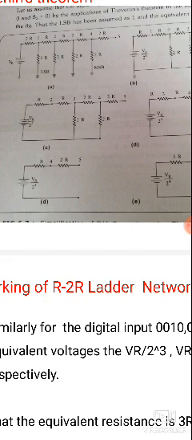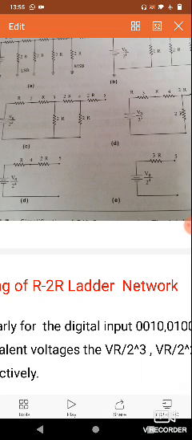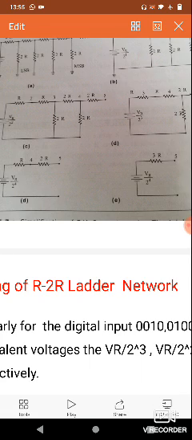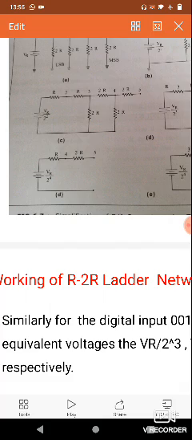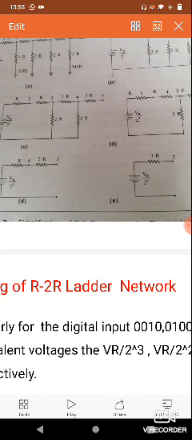This is VR by 2 power 1, next VR by 2 square, 2 cube, and VR by 2 power 4. VR by 2 power 4 is the case where the LSB bit is equal to 1 and all the other bits are 0. Here R and 2R are the two resistors in series, which is why we get the 3R value.